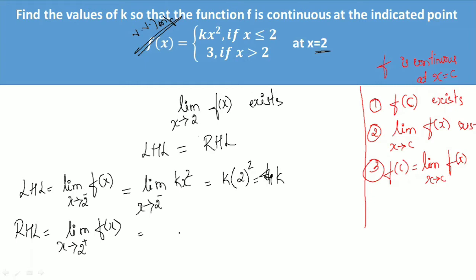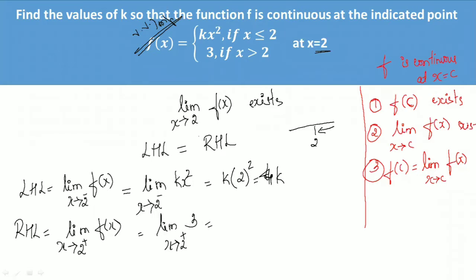On the number line, this is 2, which means you are coming from the right side, so the values are obviously greater than 2. So you have to take which definition? You have to take the second definition. So limit 3 as x tends to 2 from the right.